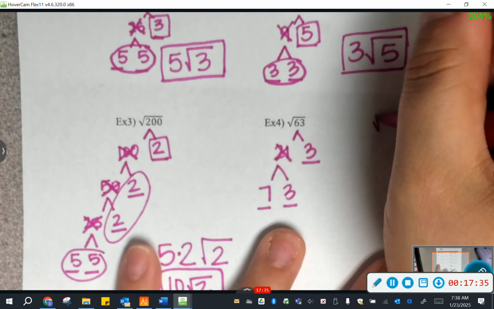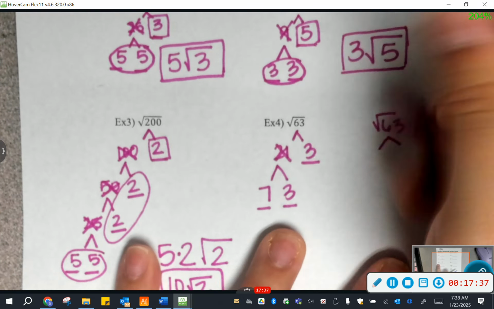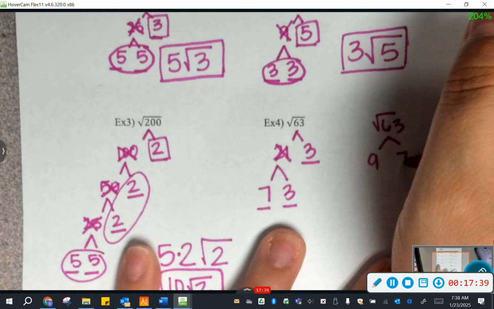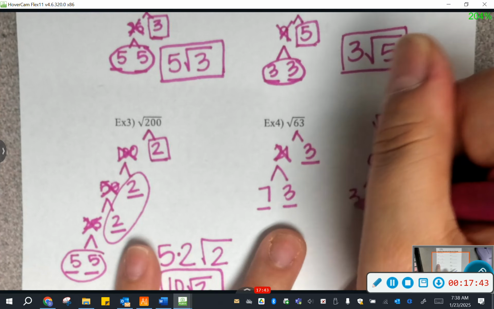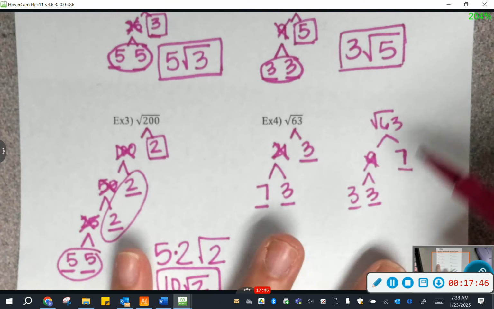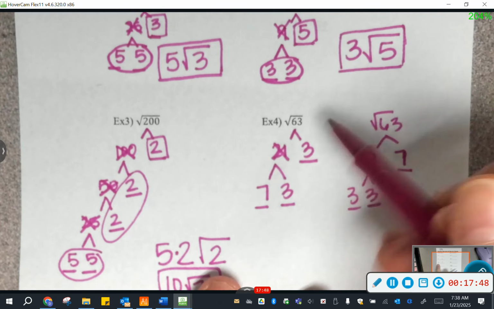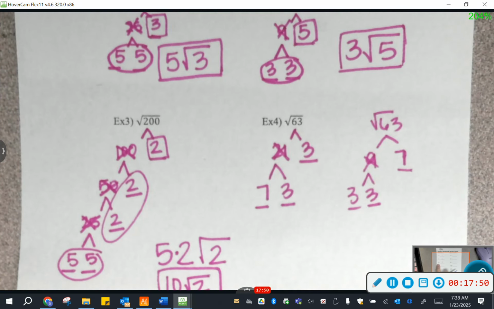Did anybody do this different? Did anybody do 9 and 7? That's fine. Watch. Can 9 keep going? 3 and 3. Do you see how it doesn't matter which way you did it? We ended up with the same 3 numbers. So you can do this many different ways.